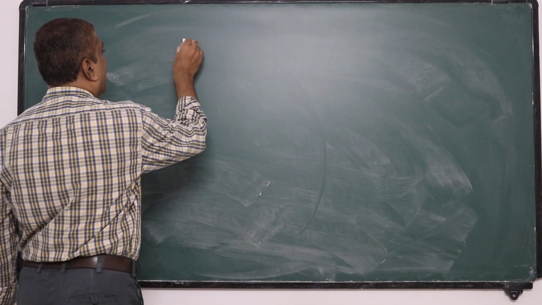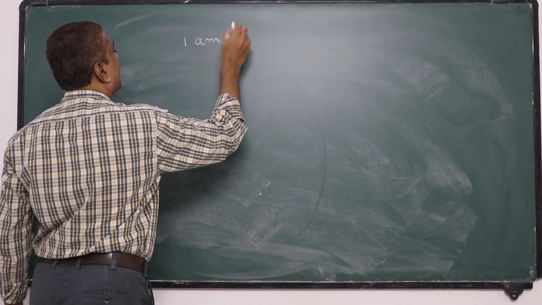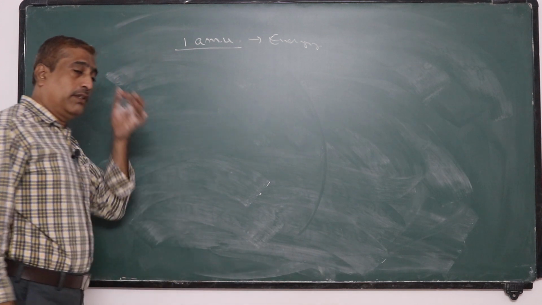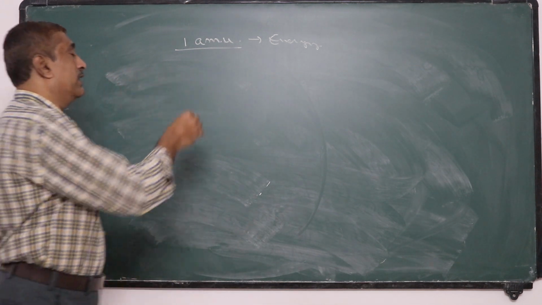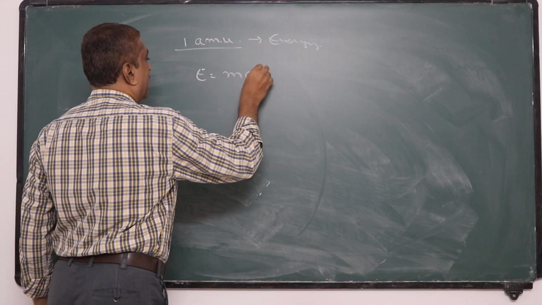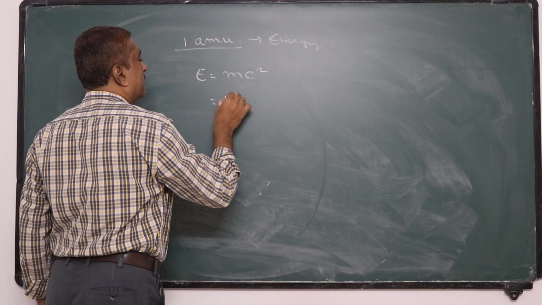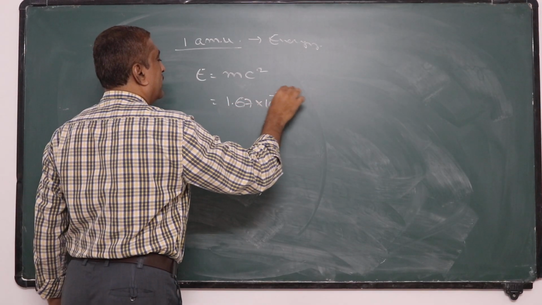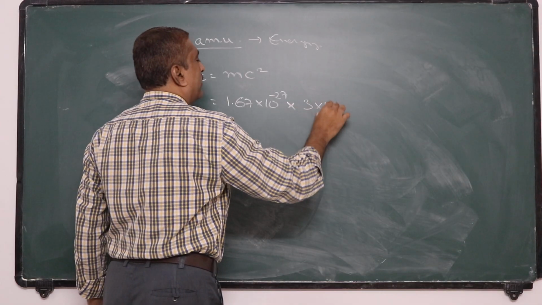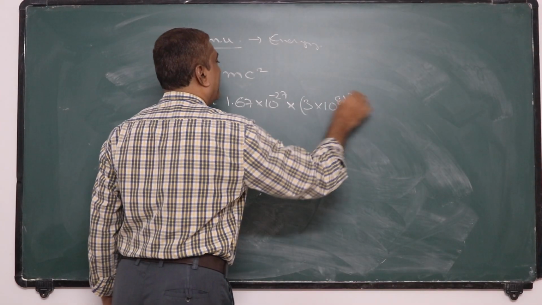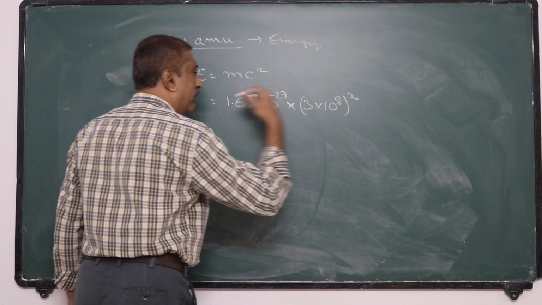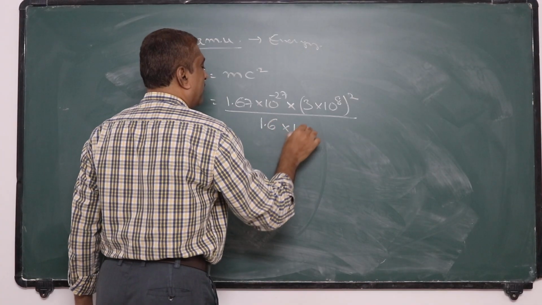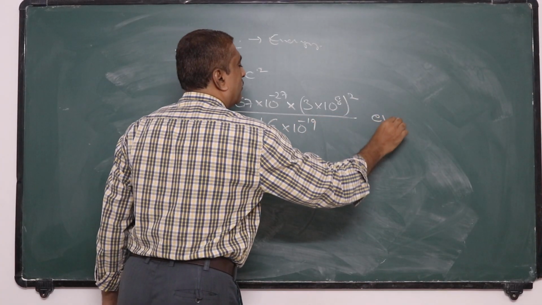Now, for example, assume that 1 AMU of mass is converted into energy. Then the energy is equal to mc squared. So 1 AMU means 1.67 into 10 power minus 27, into c squared, which is 3 into 10 power 8 whole squared. Now if we write this energy, we will get it in joules. If we divide it by 1.6 into 10 power minus 19, we get it in electron volts.